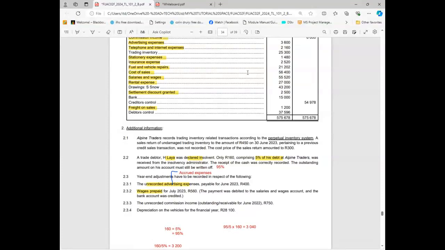Okay, no problem. Let's check the information first. I think there's a 2.1 where they talk about the inventory. They say Alpine, which is us, records trading inventory according to the perpetual system. A sales return of damaged trading inventory to the value of 450, pertaining to a previous credit sales transaction, was not recorded. The cost price of this inventory was how much? It was 300.